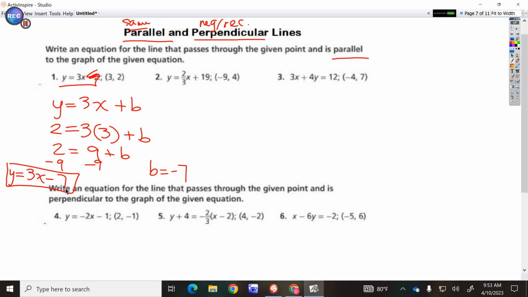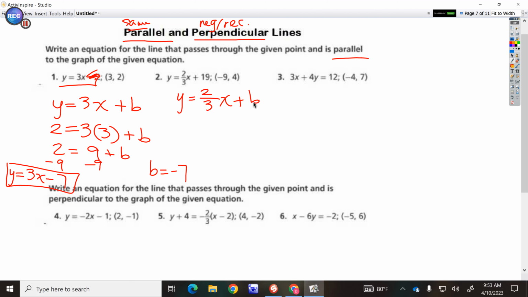Same thing on number 2. Y equals 2 over 3x plus b. Does it matter what the original b was? No, that could have been 1,999. I'm still going to erase it and put b. Yes, but we're switching that number for b. That's what we just did here. You're switching that number for b. That is your first step on all of these questions.